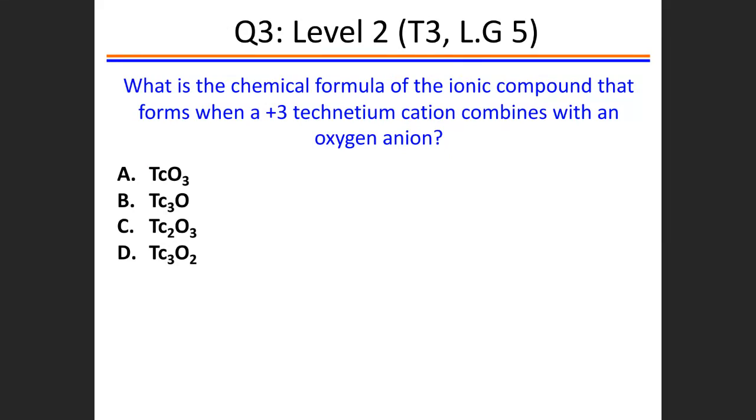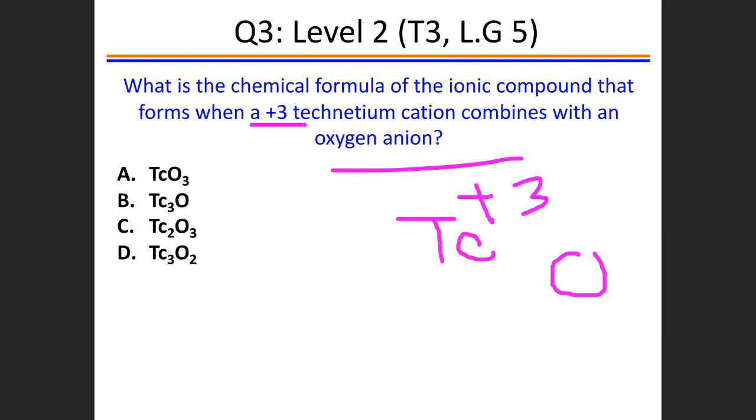What is the chemical formula of the ionic compound that forms when a plus 3 technetium cation combines with an oxygen anion? So let's see. Technetium, Tc, charge is plus 3, okay? And we already know the oxygen anion. That means like that. So then which one will be the correct? Any guess? Yes. So this one.